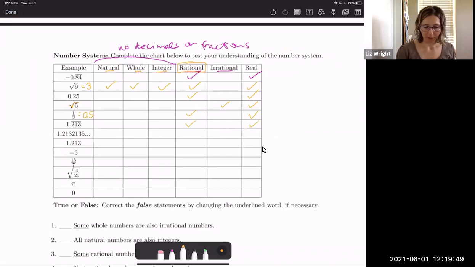All right, 1.2132135. That 5 breaks the pattern, but we have a dot, dot, dot.